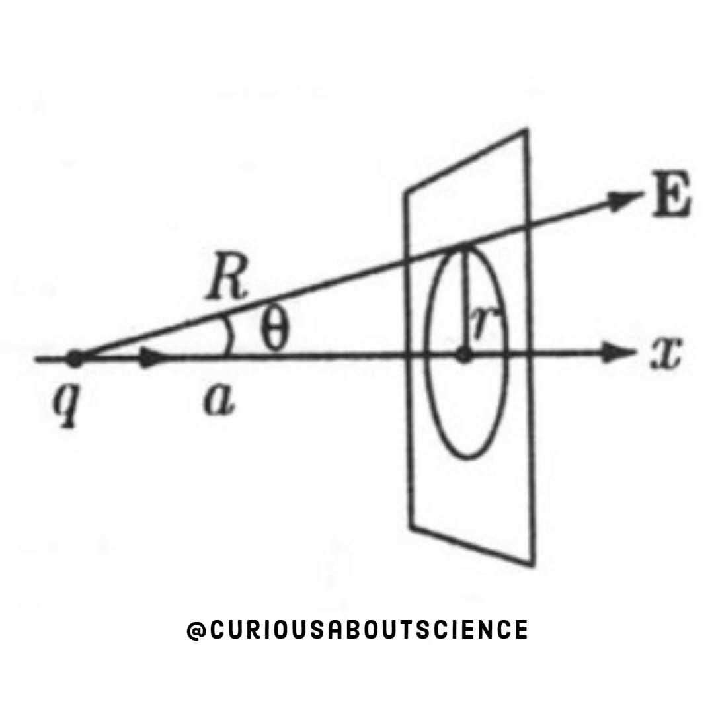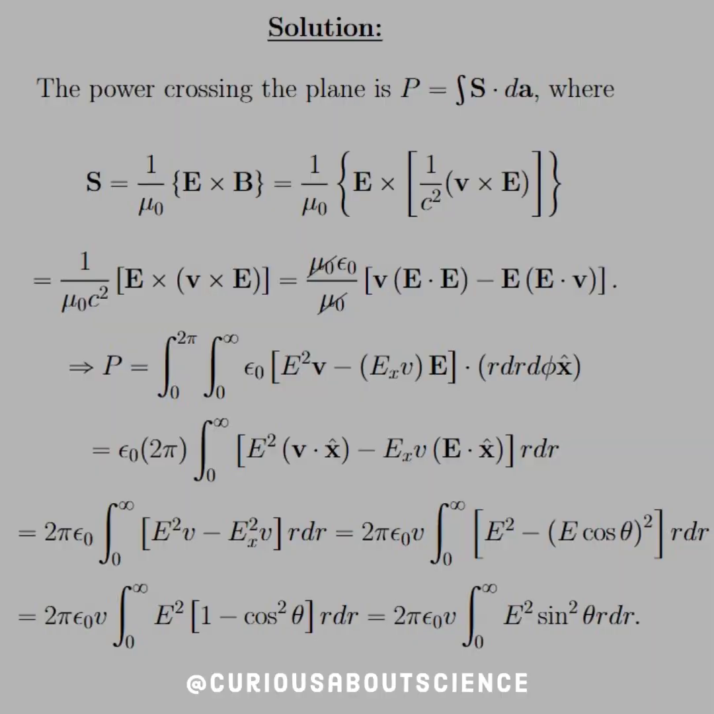the Poynting vector now. The power crossing the plane is equal to P equals the integral of S dot dA. Here, S is equal to 1 over mu naught E cross B, which we already know, where B is equal to 1 over c squared V cross E. So now we're left with a triple product. So let's call in our old friend BAC-CAB, the vector identity.